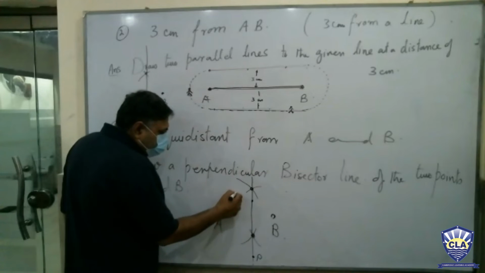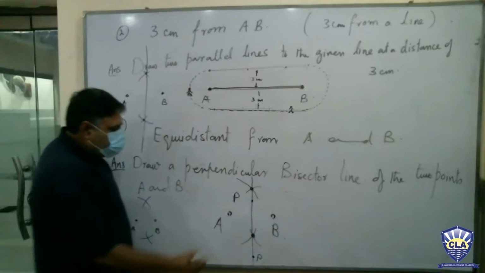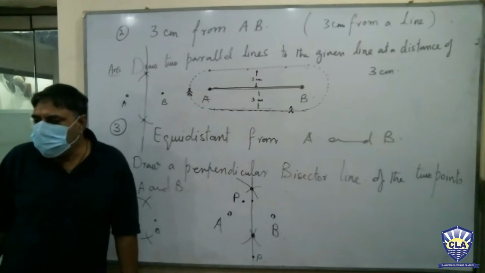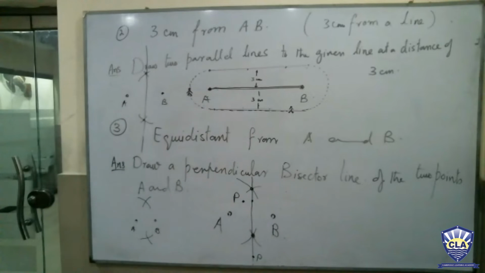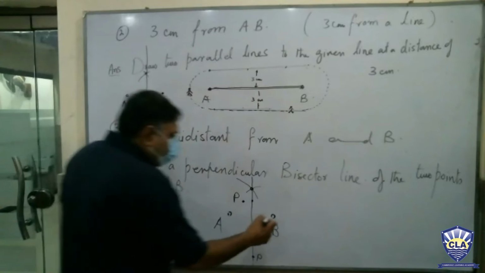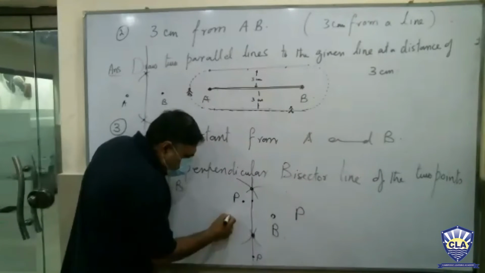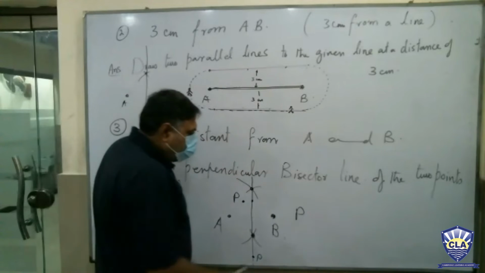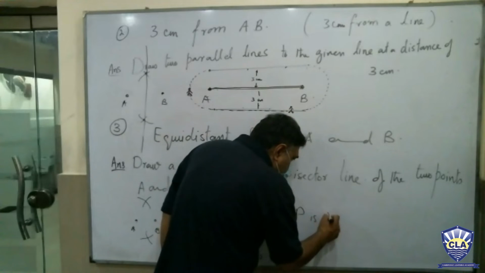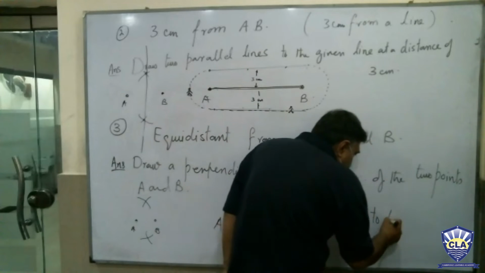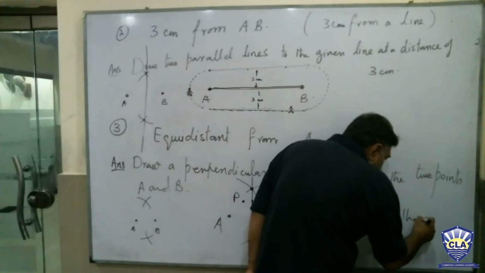Now point P. What do you say about P? P is nearer to A than B. This point P, it is A and it is B. P is nearer to A than B.